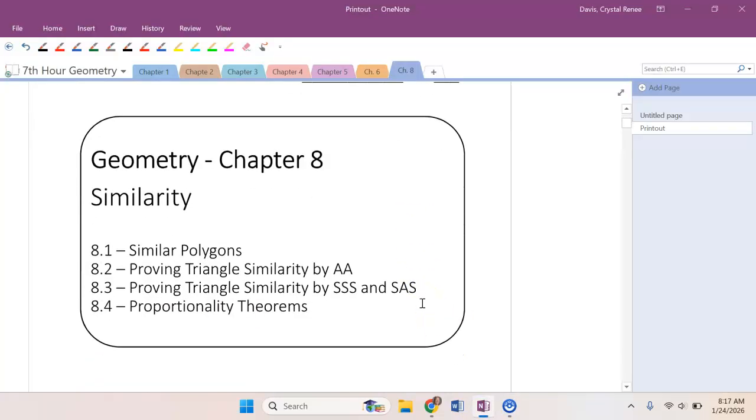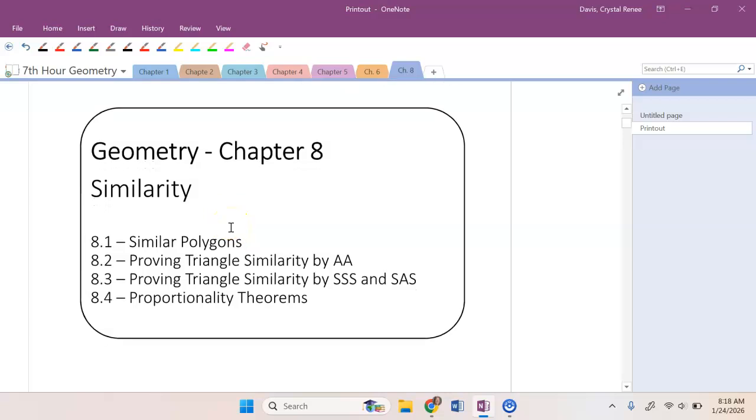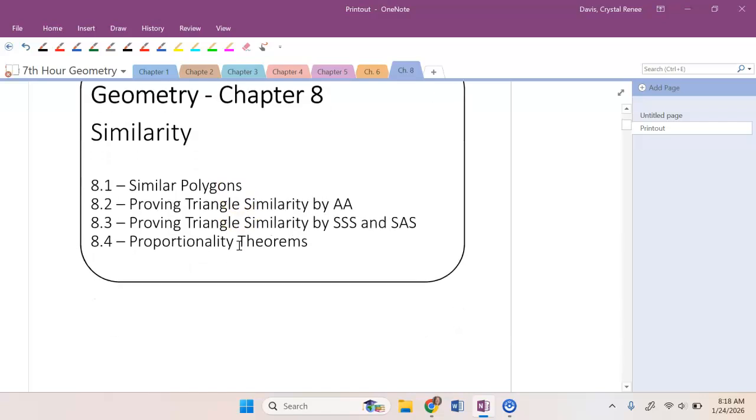Alright, so this is the video for 8-1A, so we are going to start Chapter 8, and Chapter 8 is talking about similarity, and we have talked about similarity when we talked about transformations. Remember, similar figures mean they're the same shape but different size, so like when we dilated a figure, it got bigger or smaller but it didn't change. Those are similar figures, so this whole chapter is dedicated to that.